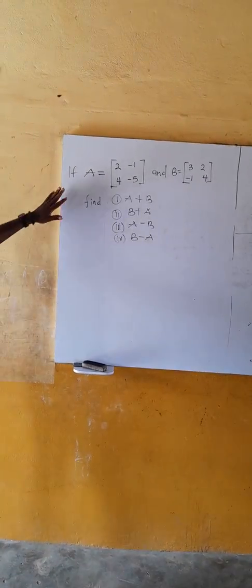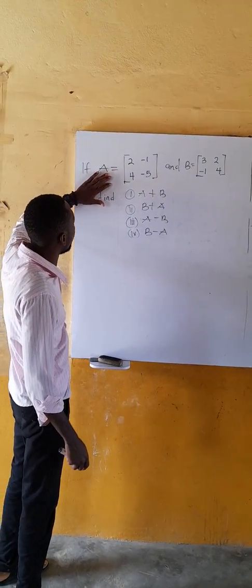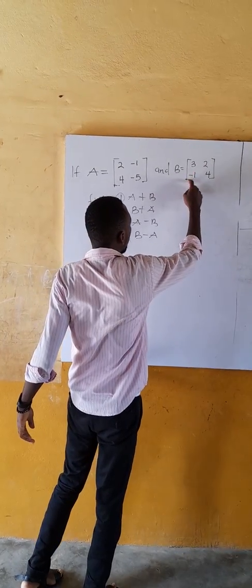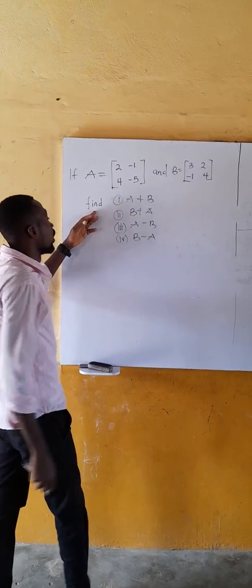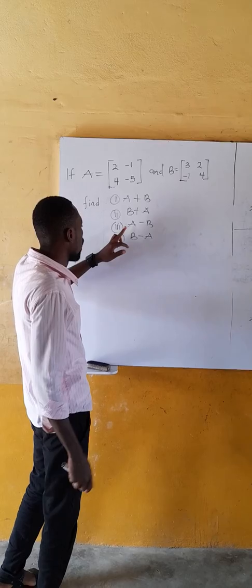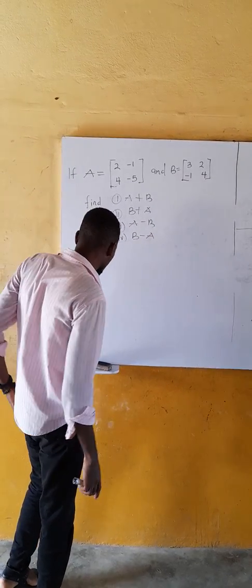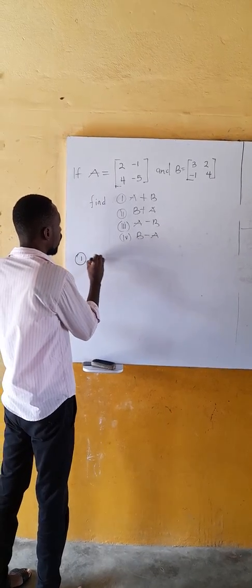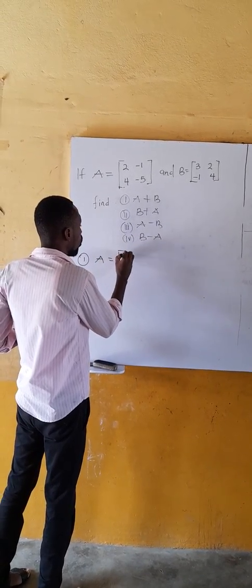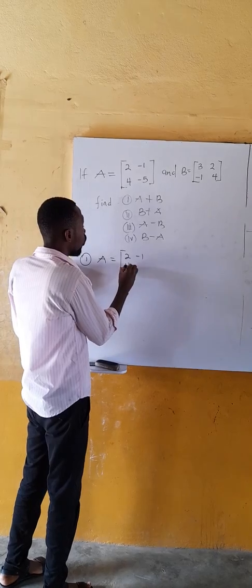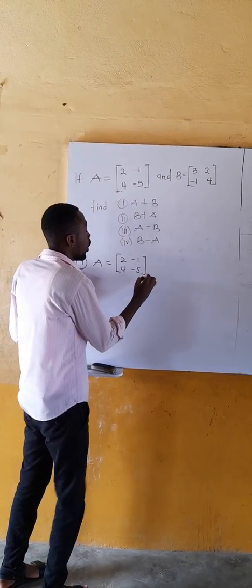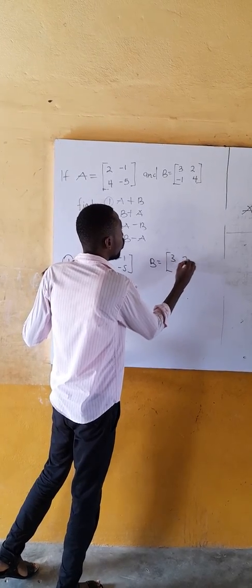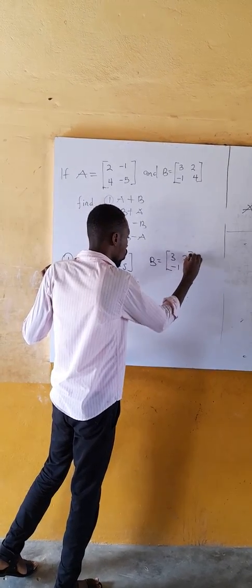Okay, so there is a question on the board. It says if matrix A is 2, minus 1, 4, minus 5, and matrix B is 3, 2, negative 1, 4, find A plus B, B plus A, A minus B, and B minus A. So let's see how we can solve that. So the first one, the matrix A, remember, is equal to 2, negative 1, 4, negative 5. And the matrix B is 3, 2, negative 1, 4.